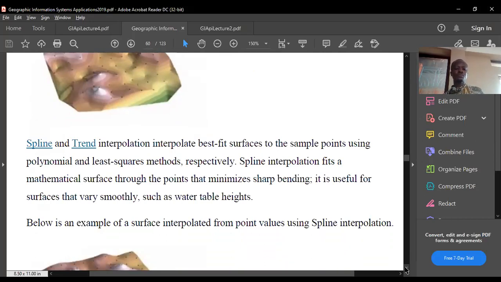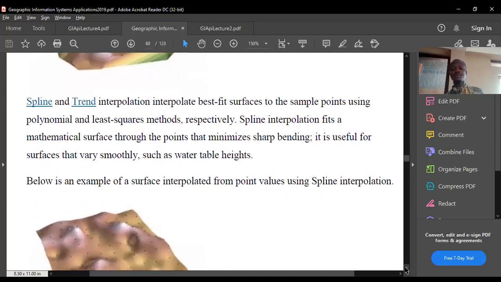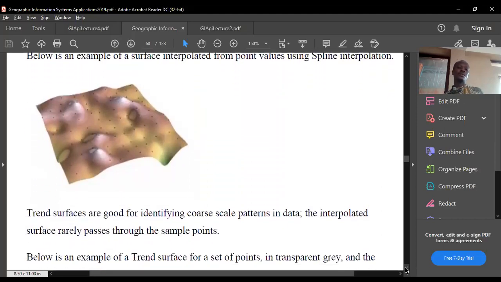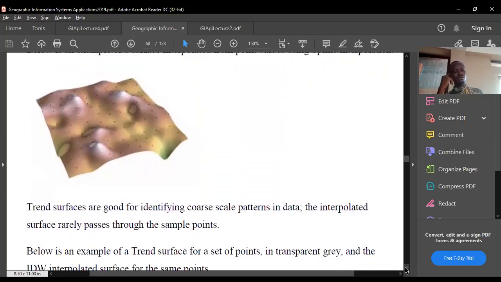All right. So if we talk about these least squares and polynomials, because it's mathematical, interpolation is mathematical. There's another one, that trend surface. Trend surfaces are good for identifying coarse scale patterns in data.